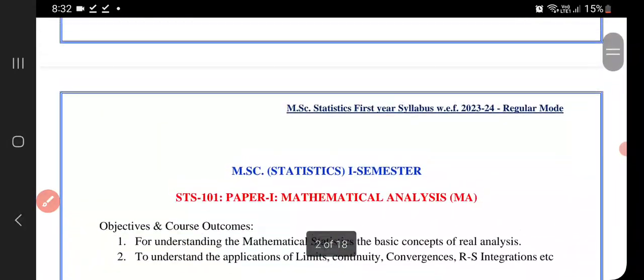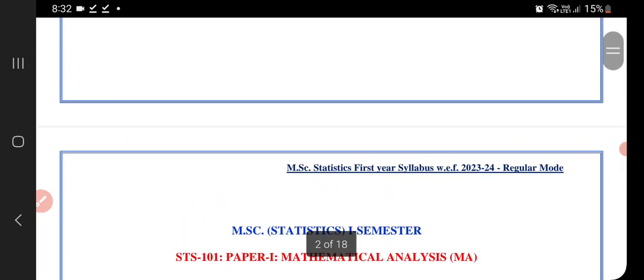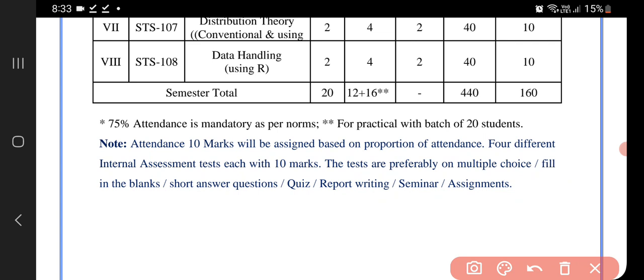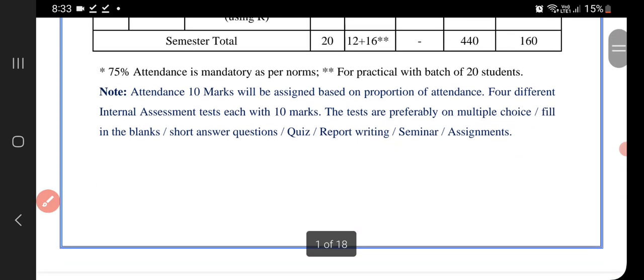Okay, so how many marks will each paper have? You'll be having a total of 75% attendance mandatory in your colleges. I cannot assure you that it is like that in every college, as in other colleges it is different. Some will give you leniency and some may not. So according to your college you can follow it.